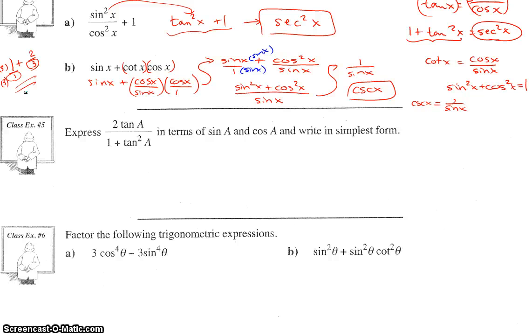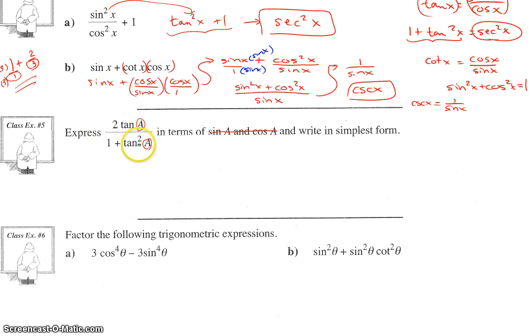Okay, example 5. Express 2 tan a over 1 plus tan squared a. Notice they changed up the variable. It's okay, we can work with that. Just keep writing a instead of x. Okay, in terms of sine and cos, and write in simplest form. All right, we're not writing it in terms of sine and cos unless we need to, okay?